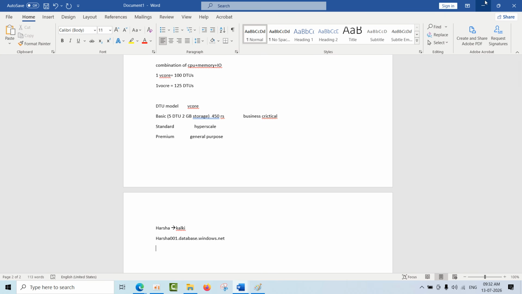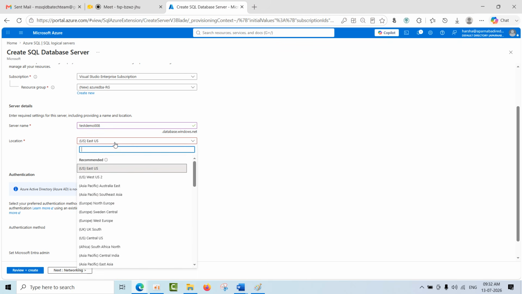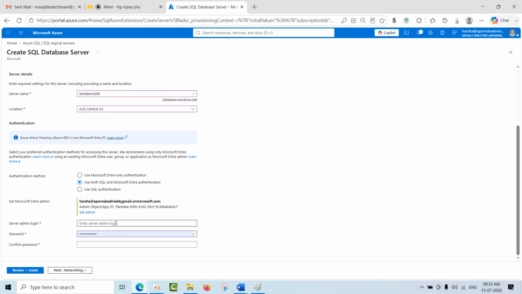Here in this case I am giving the server name, and everything is visible. You have these many regions. I'm choosing Central US. Now I'm selecting to use both authentication methods, with Azure admin.